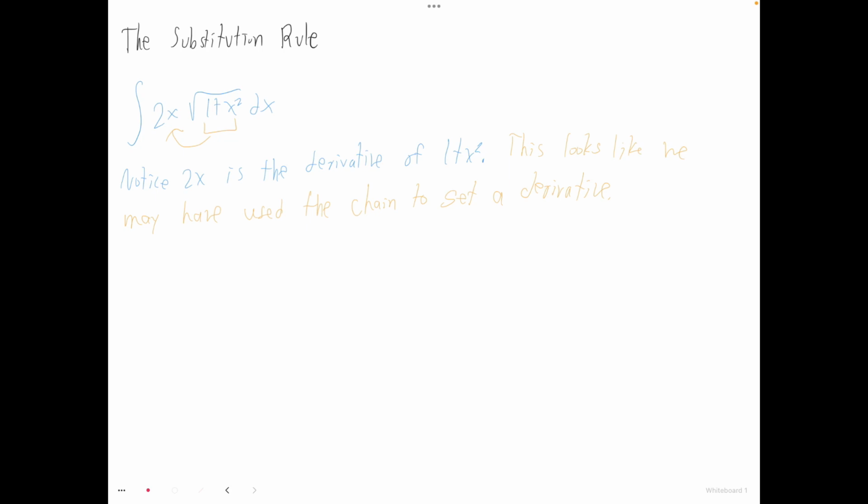As a reminder, the chain rule says if you take the derivative of f of g of x, this is f prime of g of x times g prime of x. Why this is relevant is that 1 plus x squared looks like our g of x, and 2x looks like g prime of x. If we pattern match, this looks a lot like we took the derivative of a composition of functions, where f is some function whose derivative happens to be the square root function.